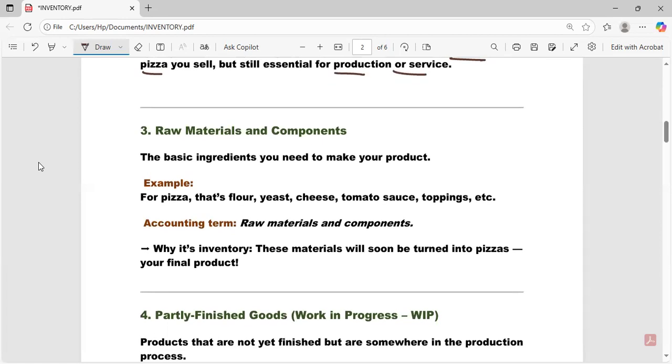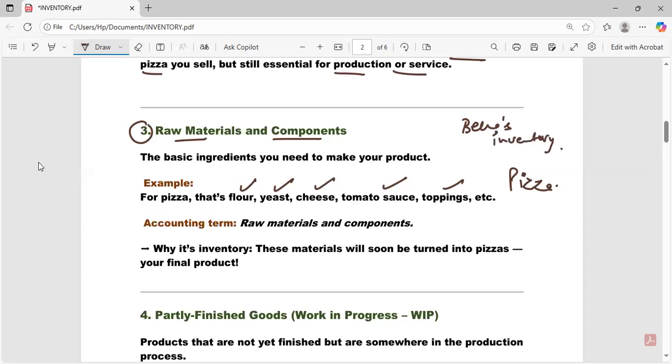So the third thing consists of inventories, raw materials and components. In order to make pizza, she would need certain ingredients like flour, yeast, cheese, tomato sauce, toppings and many more things. All these are the raw materials because these are the basic ingredients from which she will make the final pizza. Whenever she purchases all these ingredients, we would say that this consists of Bella's inventory, right? Because she is using them to make pizza.